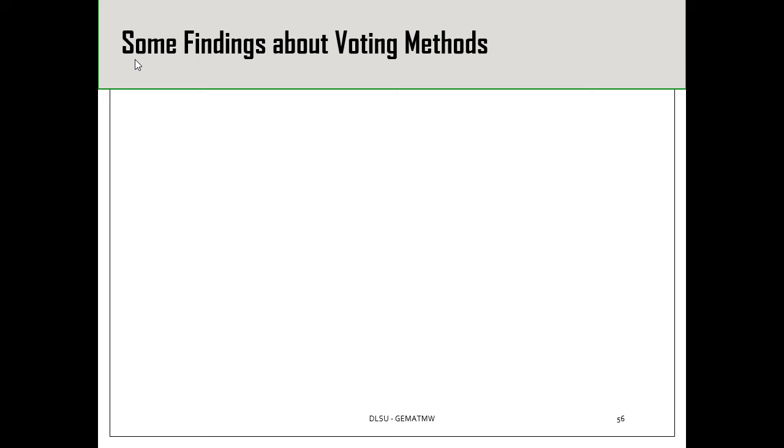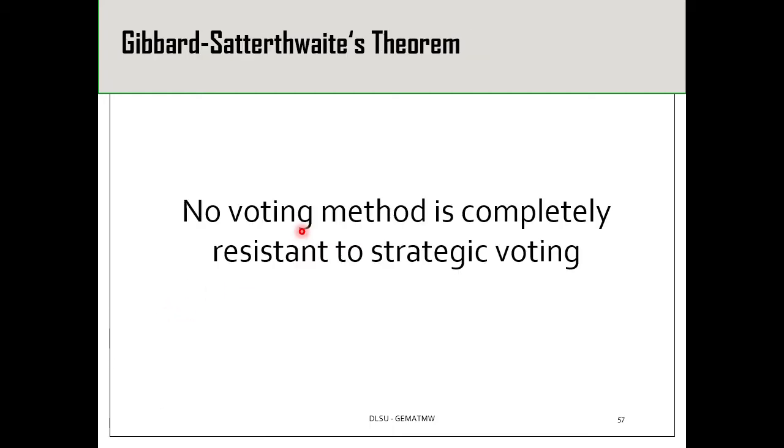Okay, so welcome back to our discussion on social choice theory. This is going to be the last video for the topic, and in this video, we will discuss some results concerning the voting methods. To start off, we have the GS theorem.